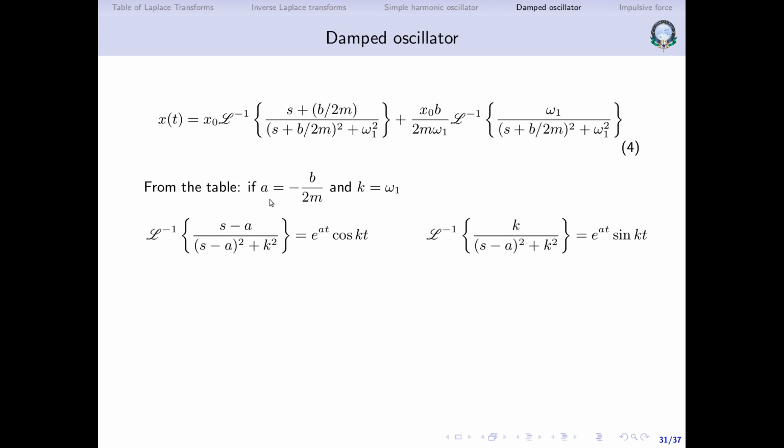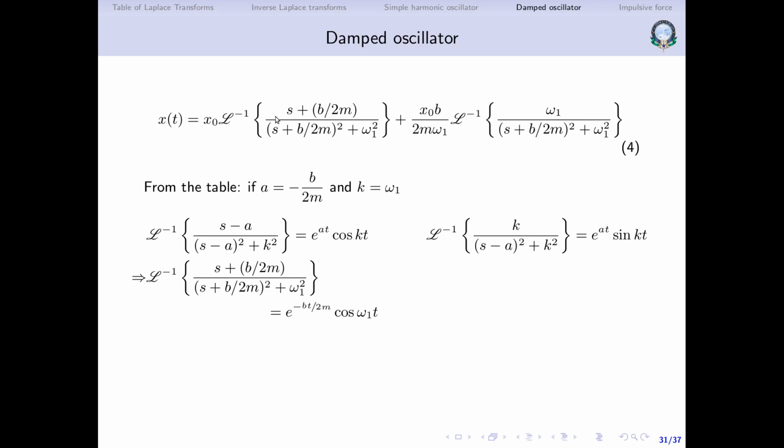Now we'll make a equal to, over here a is a constant. Let us say a is equal to minus b by twice m, and k is another constant, that k, let's call it omega 1. We replace this here, and once we make this replacement, s minus a gives us s plus b by twice m, whole square, plus k square, and k is nothing but omega 1, so we have omega 1 square.